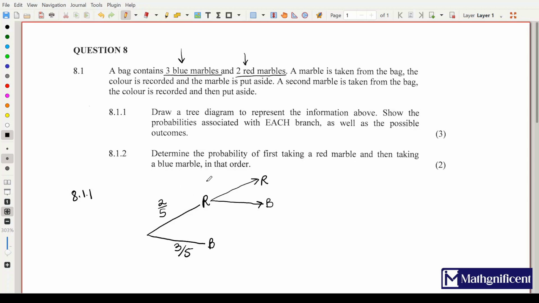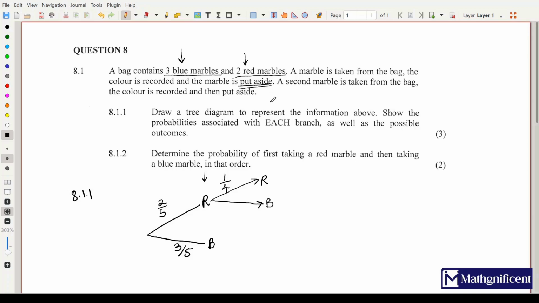But now what's going to happen here? Remember, we only have 2 red balls. If the first ball that we have chosen was red, how many red balls are we now left with in the bag? We are only left with 1 red ball. So this makes it 1 over 4. Why 1 over 4? Because now remember this part here.